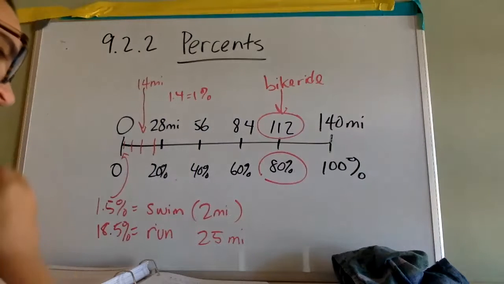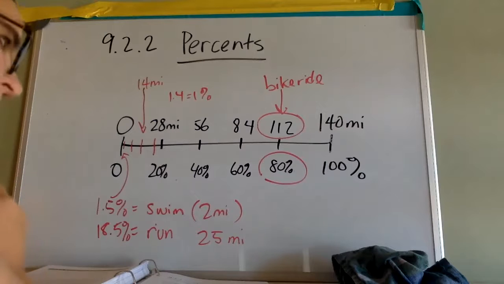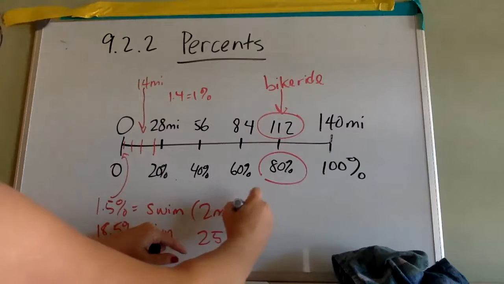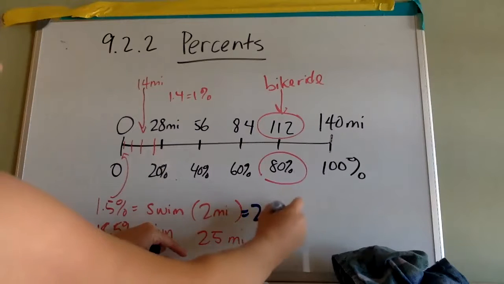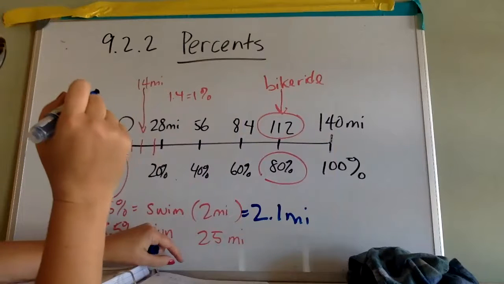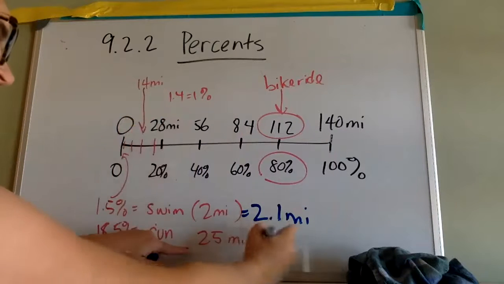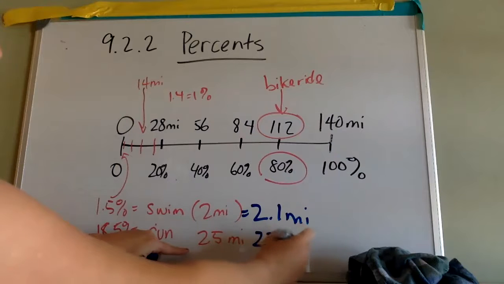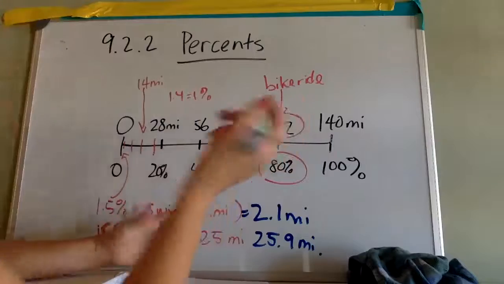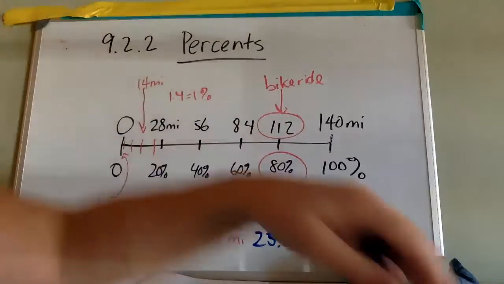It doesn't ask us to write the exact portion, but I believe I do have the exact portion. So I'm going to write that down for you. 2.1 is the exact miles of swimming, and running is 25.9 miles, and the bike ride is 112. So that was exact. Okay, good. Now let's look at numero 42.